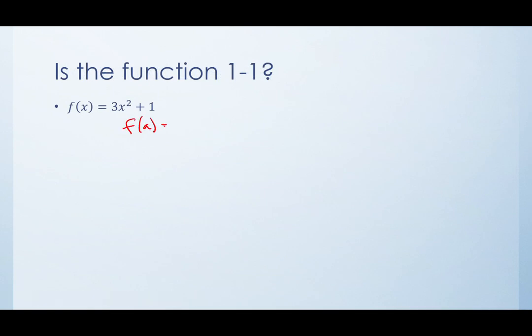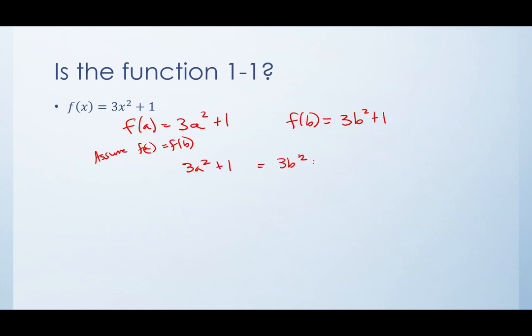So we're going to have f of a, we have 3a squared plus 1. We've got f of b, 3b squared plus 1. We're going to let f of a equal f of b. So we've got 3a squared plus 1 is equal to 3b squared plus 1. Of course, the plus 1s are going to cancel. So we'll just subtract 1 from both sides. Divide by 3 to get a squared equals b squared.